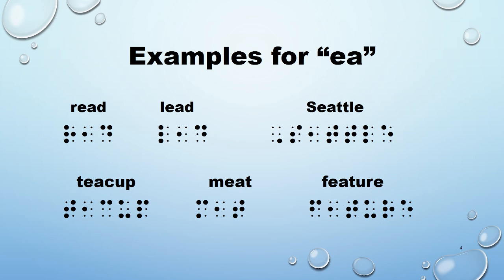Next set of examples. We have here teacup, spelled as teacup. In this case, we can contract EA using dot 2. Next is meat. So M followed by the contraction for EA and then letter T. And lastly, we have the word feature, that's FEATURE. So we can contract the EA there in the middle of the word feature.